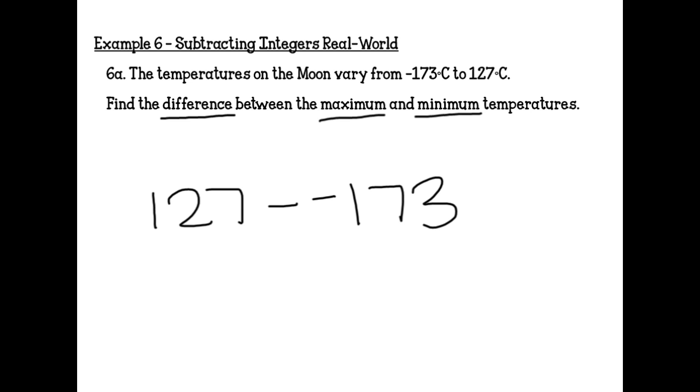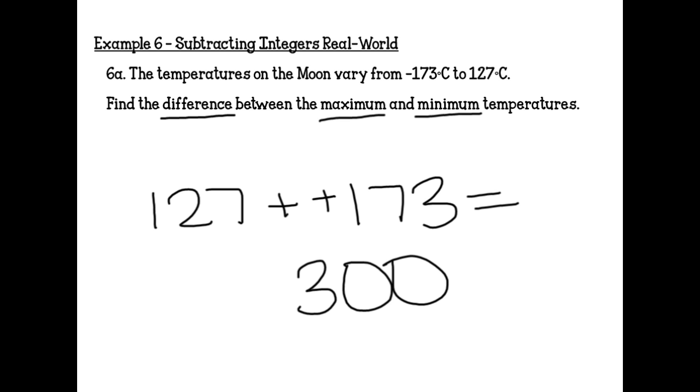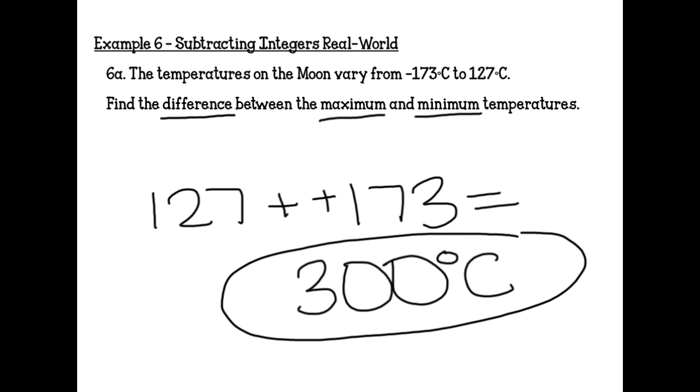So when we're subtracting with negative numbers, we add the opposite and we get 127 plus 173. And that gives me 300 degrees Celsius. So the difference of temperatures on the moon is 300 degrees Celsius.